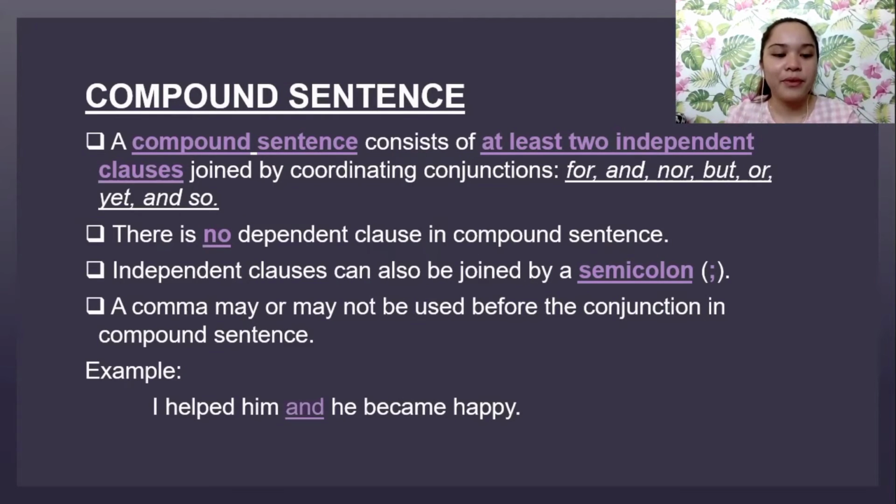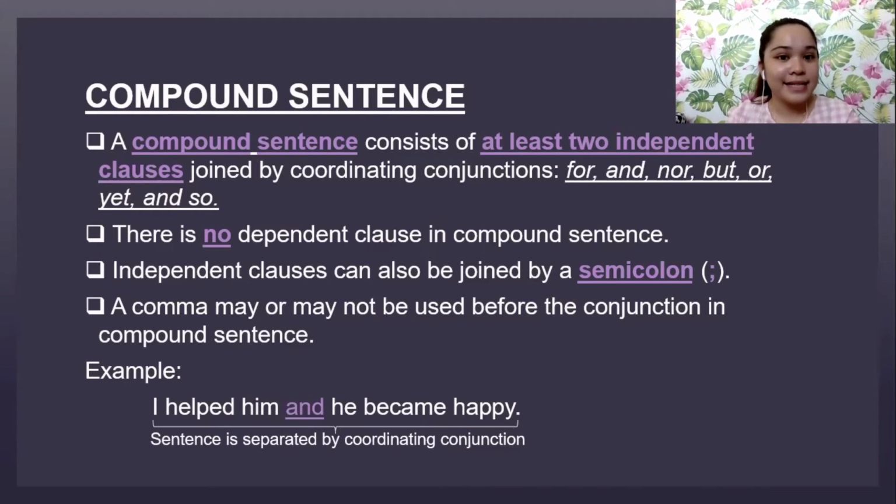So example, I helped him and he became happy. So this example is separated by a coordinating conjunction. So "and" is a coordinating conjunction and it separates the sentence. In this example, it has two independent clauses. That is why we put a coordinating conjunction to separate the two independent clauses.